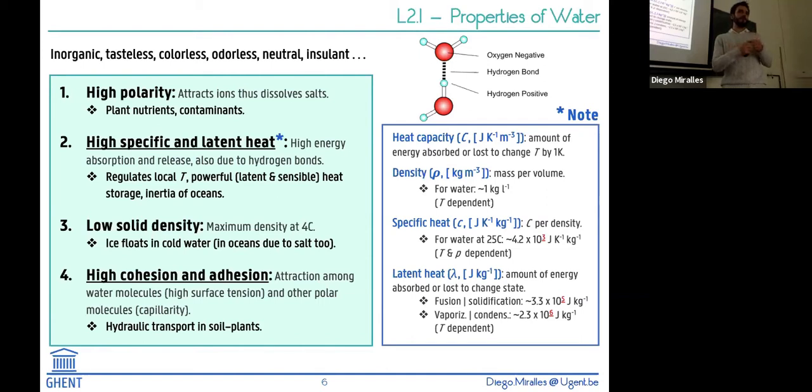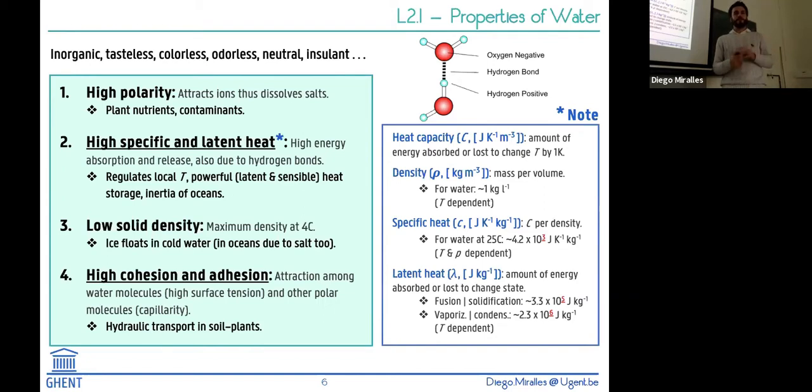So it's hard to break a column of water, right? Water tends to stick together. In addition to that, it also has a high adhesion, which means that it tends to stick to anything else as well, as long as it has a charge, especially, right? So why is this important?